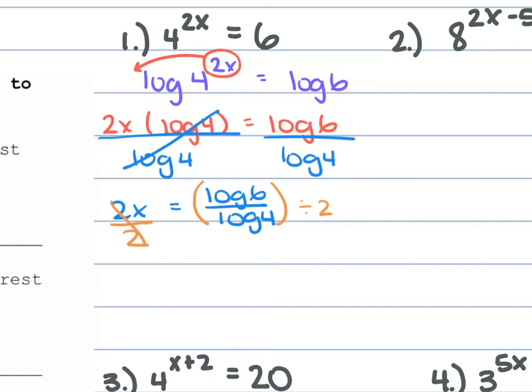We're going to hit our enter button, and then from there, we're going to divide that by 2. And we get that x is equal to 0.65.